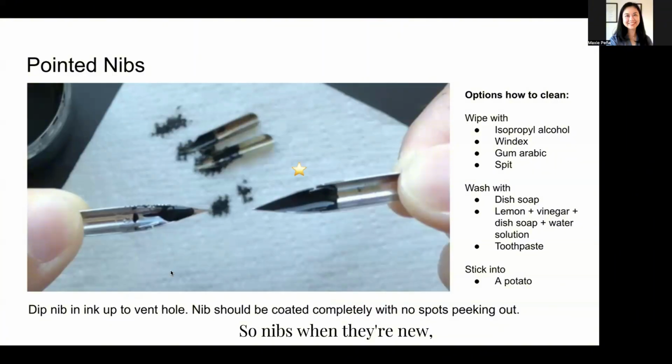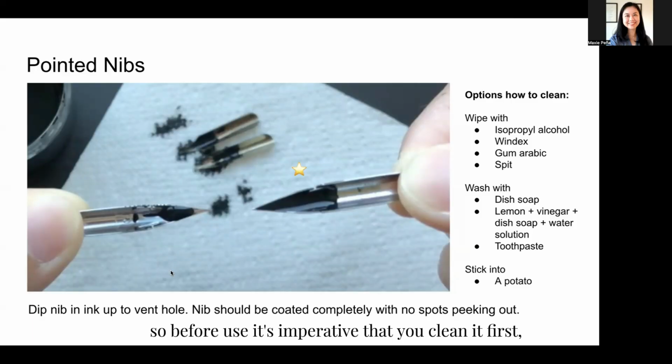So nibs, when they're new, are coated with oil to prevent rusting. So before use, it's imperative that you clean it first. Otherwise, the ink is not going to flow properly. Ideally, when you dip your nib in ink, it gets coated completely like this one here with a star. And also note, when you dip it, you dip up to the vent hole. You don't need to dip all the way because it's going to make your pen holder wet.